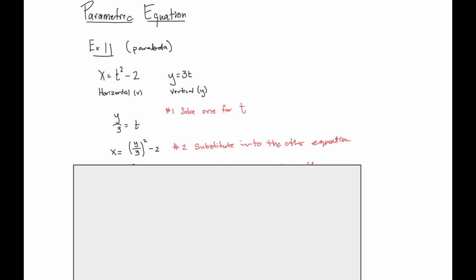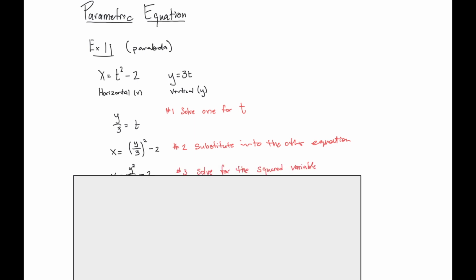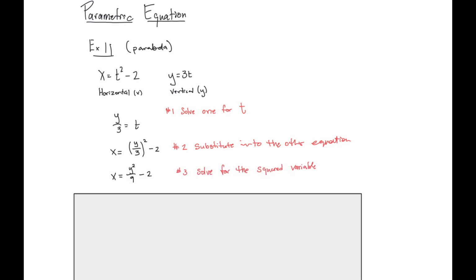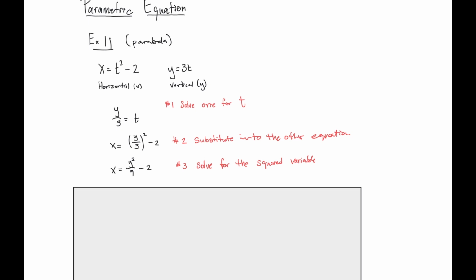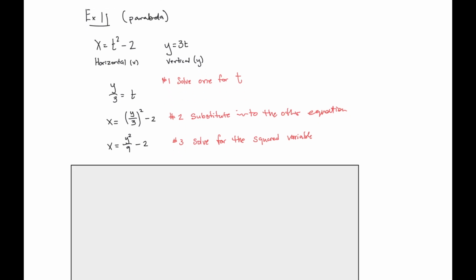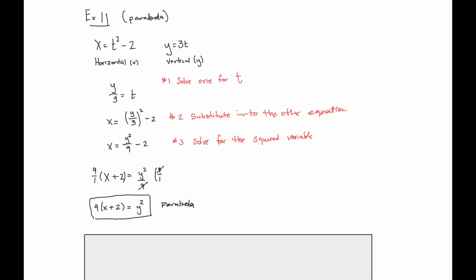If you don't remember that, grab your notes, go back and look at what that form is, or grab your formula sheet for the conic sections and just look at it. The goal here is to go ahead and solve this for the squared variable, right? So once I simplified the squared part, I'm going to add 2 to both sides, and then we'll multiply by 9 on both sides, and that will basically be the end of the example. Right, so you end up doing something like this.